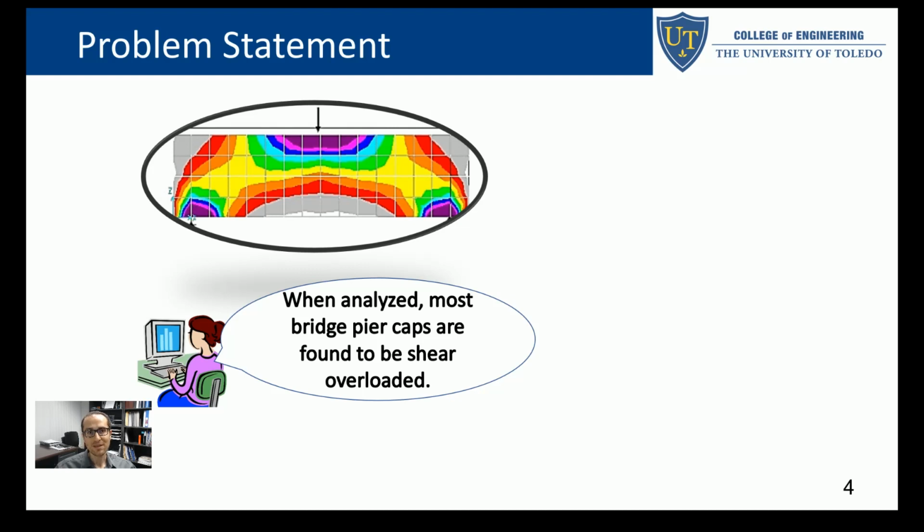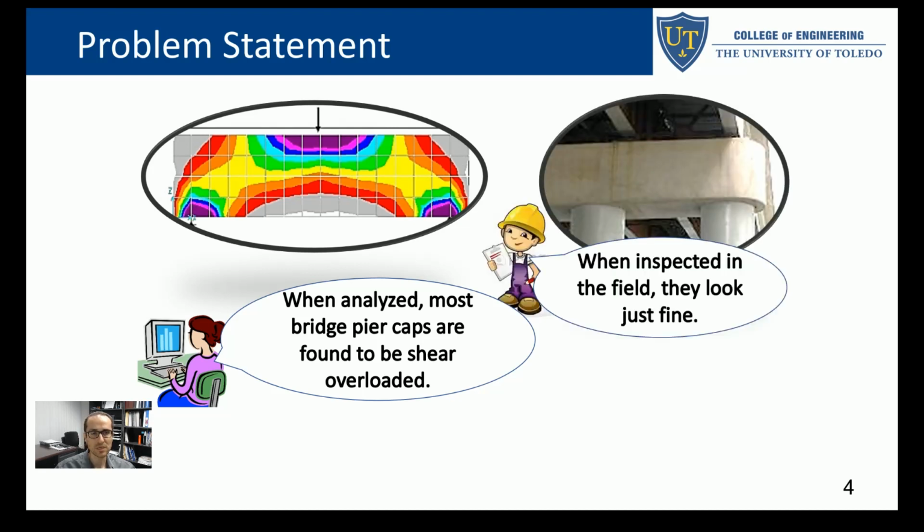We need to load rate bridge elements as a regular process. When a change occurs, the change might be increased loading, it might be increased traffic, some concerns, and so on. So we need to analyze them to determine their capacities. And it happens to be the case that whenever we analyze these pier caps, more than likely we find them to be overloaded. However, if you inspect them on site, they look pretty nice. No cracking, no excessive deformations. They look just as normal as you would expect.